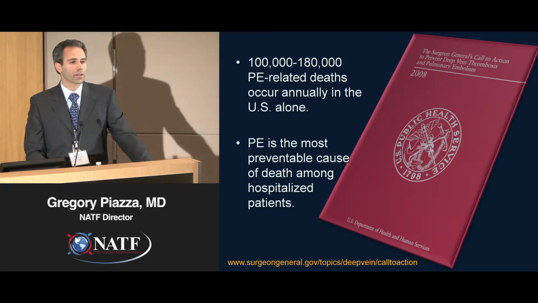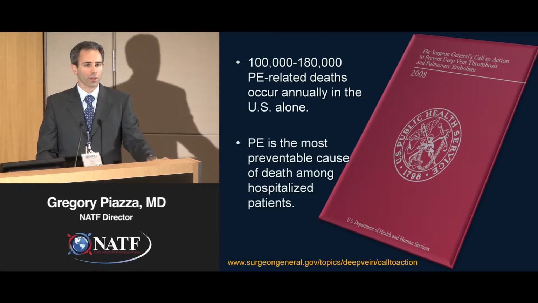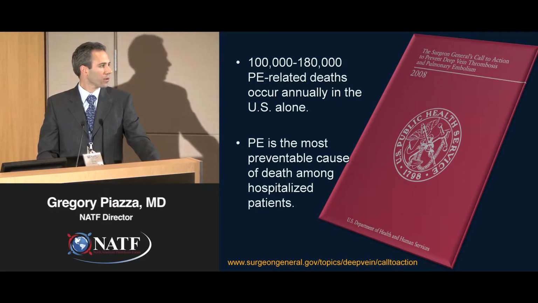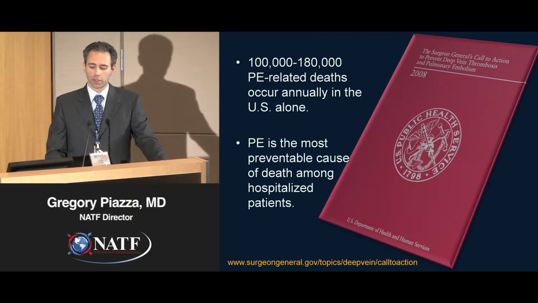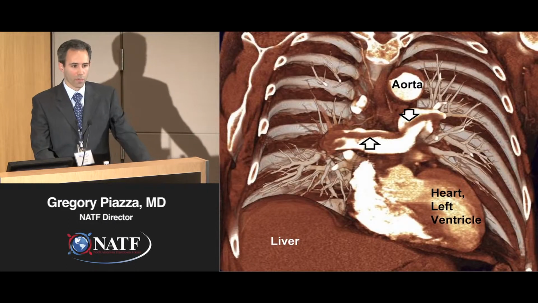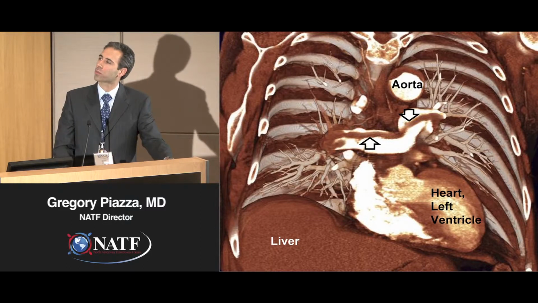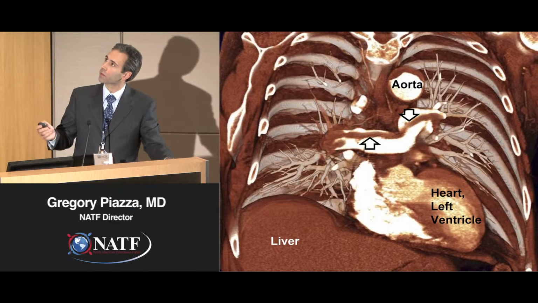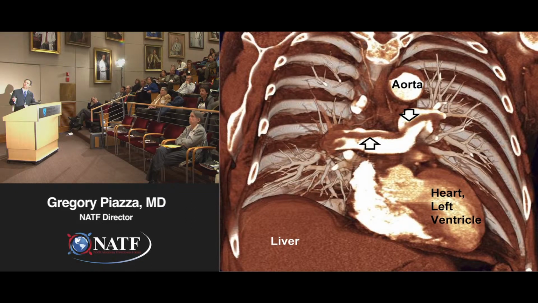In 2008, the U.S. Surgeon General estimated that 100,000 to 180,000 pulmonary embolism-related deaths occur annually in the U.S. alone, and that pulmonary embolism is the most preventable cause of death among hospitalized patients. And this is a dramatic example of what we're trying to prevent in patients at risk with venous thromboembolism. This is a pulmonary embolism. You can see on this CT scan the blood clot here in the main pulmonary artery, then going into both branches on the left and on the right.